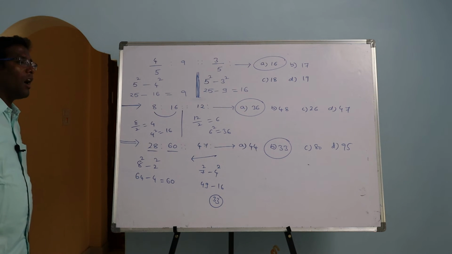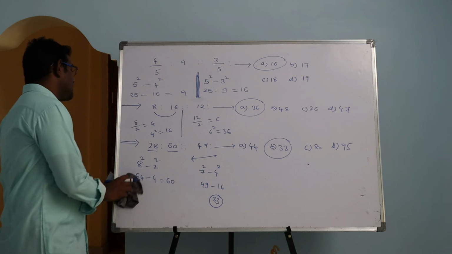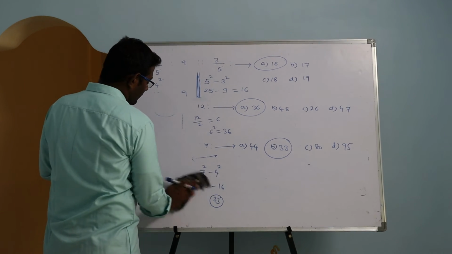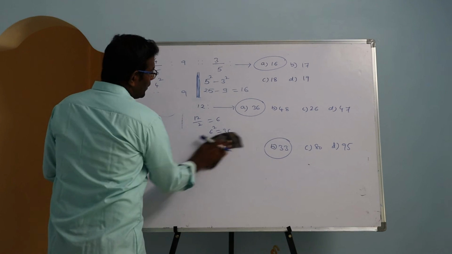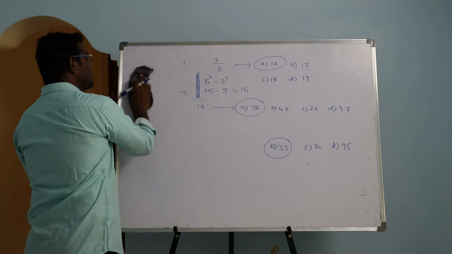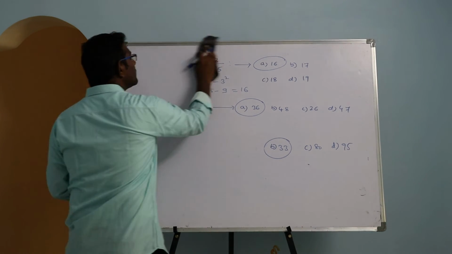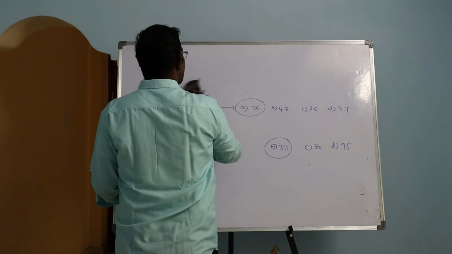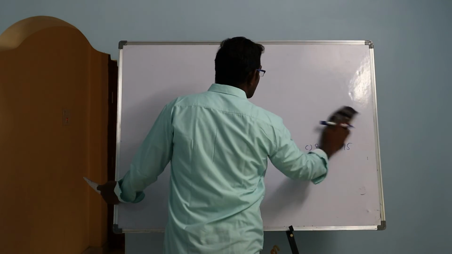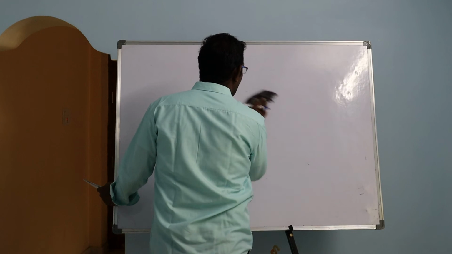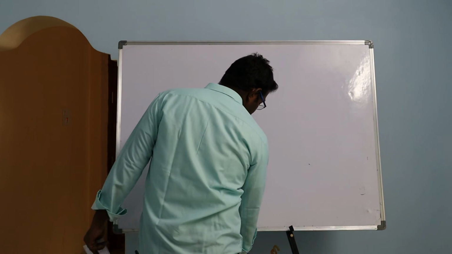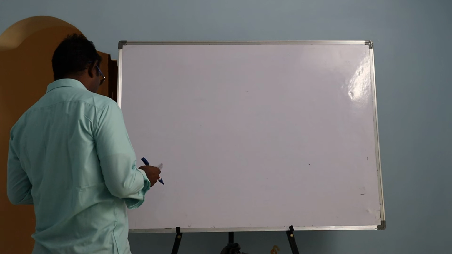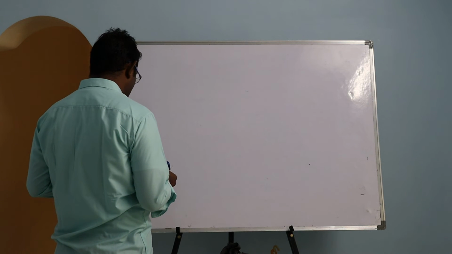33 belongs to option B. Right? Next bit, mark 33 belongs to option B.